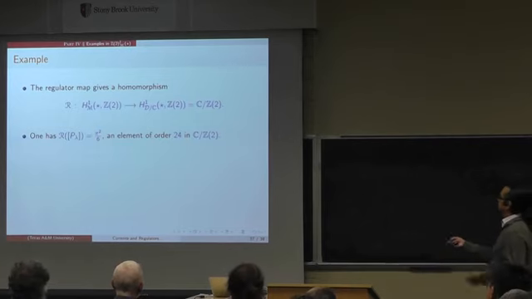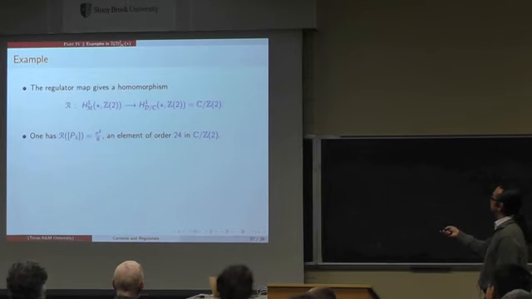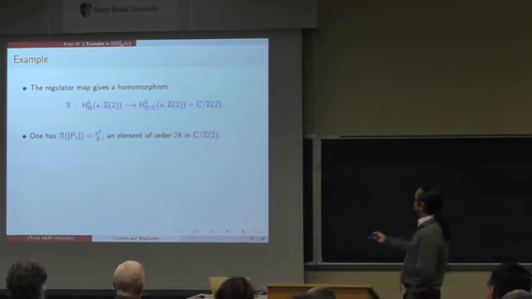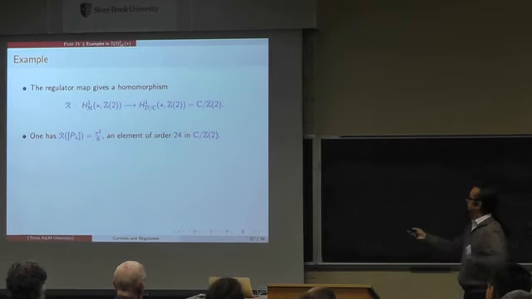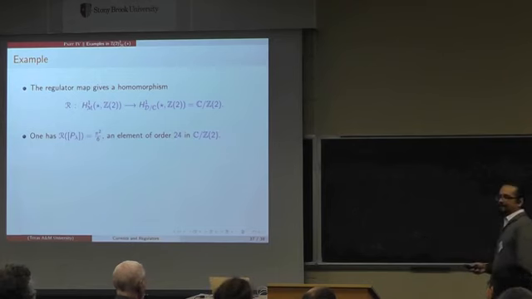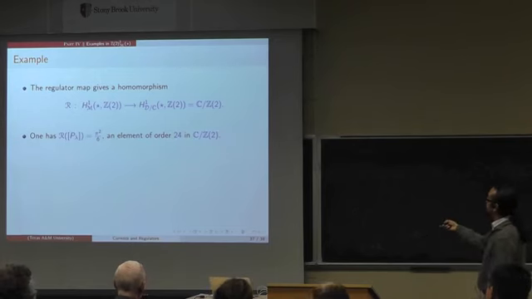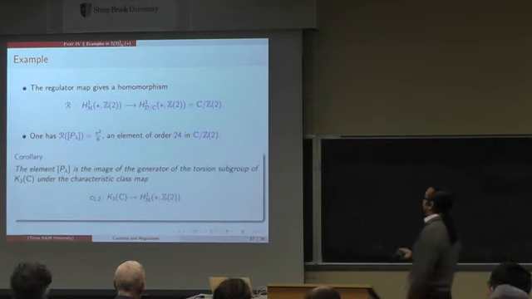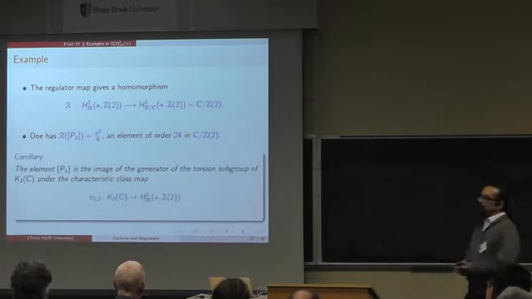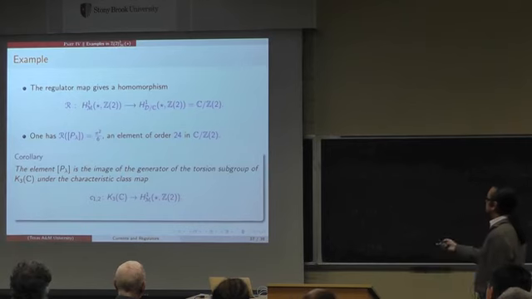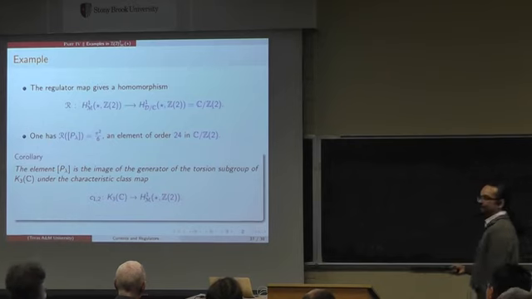But the point is that once you make calculations with this, this H1 of a point with coefficients in Z/2 is just C mod Z/2. That's what it is. It's the definition, you follow the definition and get that. But when you apply this regulator map, so you're just taking some integral of some differential form along a simple path, you get an element of order 24 in this group. It's pi squared over 6, so it has order 24. And this element is a generator of the torsion subgroup of K3 under some characteristic class map from K3 of the complex numbers to this.